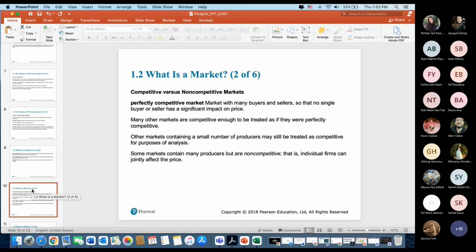Many other markets are competitive enough to be treated as if they were perfectly competitive. And other markets containing a small number of producers may still be treated as competitive for purposes of analysis. Some markets contain many producers but are non-competitive, that is, individual firms can jointly affect the price.